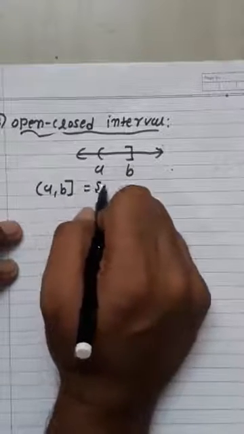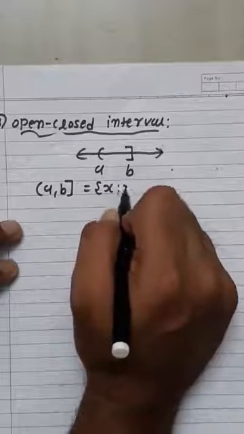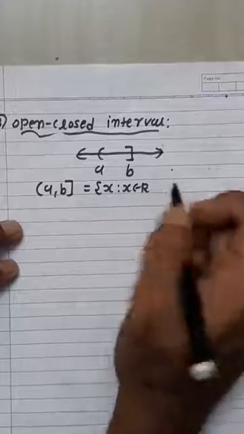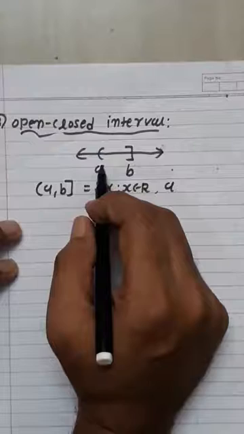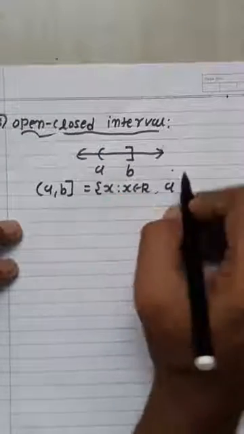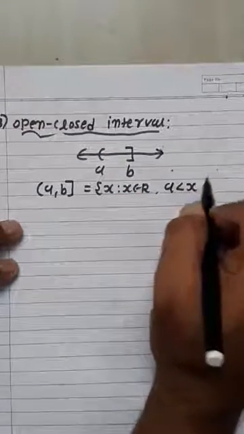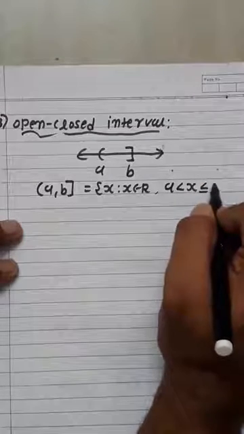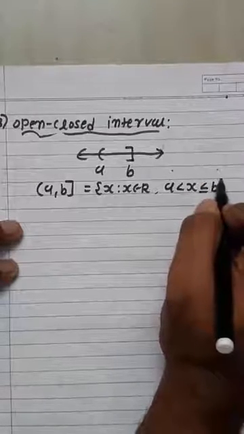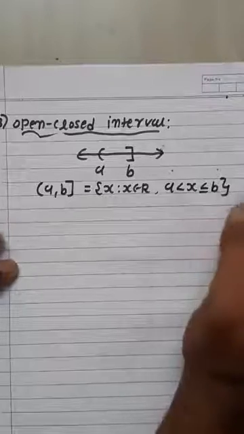Symbolically, open-close (a, b] is equal to the set of x, where x belongs to R. Here, at a, the small bracket is present, the open interval is present, so we write strictly less than x. Here the close form is present, so we write the less than or equal to form, less than or equal to b, set over.